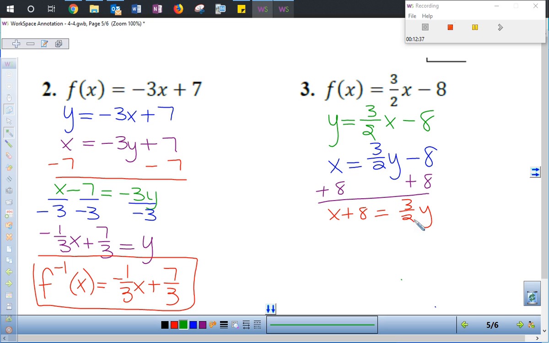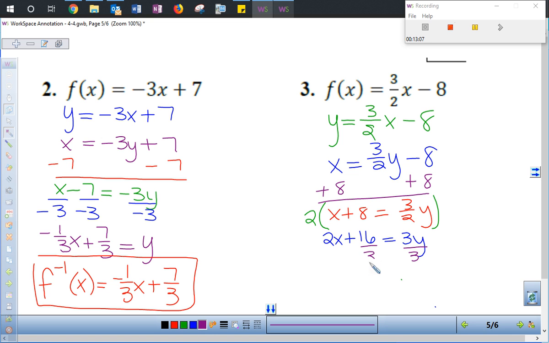Now just a friendly reminder, we never ever ever divide by fractions, so I don't want to sit here and divide each term by 3/2. Instead, I also don't want to multiply each term by the reciprocal of 3/2 because that leaves too much room for error. Instead, I want to get rid of the fraction by multiplying the entire equation by 2. And 2 times x gives me 2x. 2 times 8 gives me 16. 2 times 3/2 y gives me 3y.